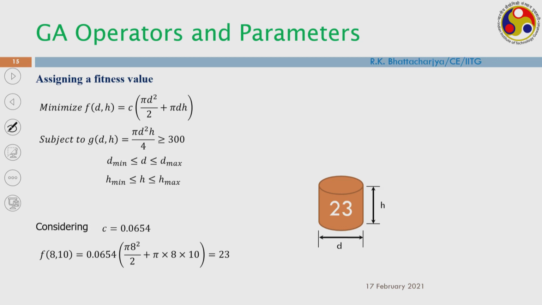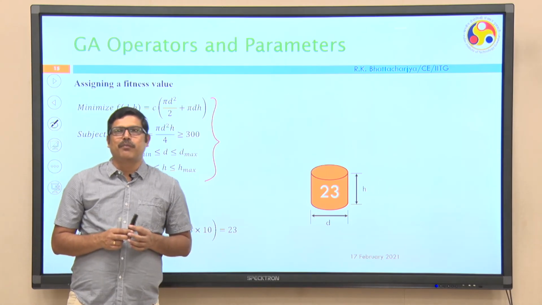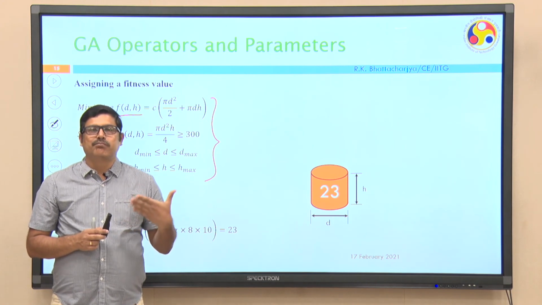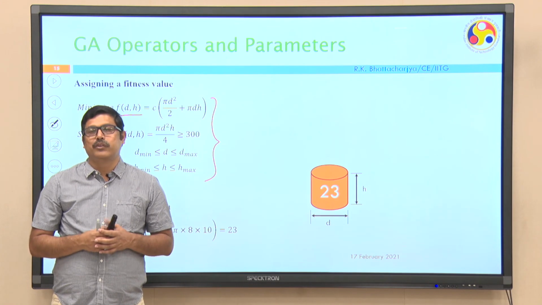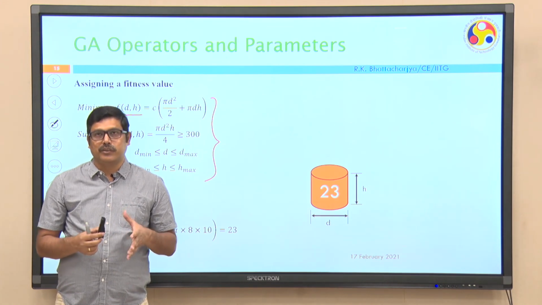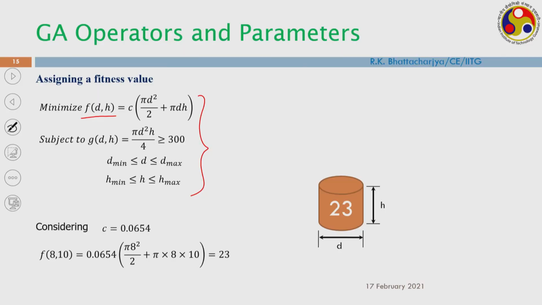I have chosen a simple problem here. This is the objective function: minimize f, which is a function of d and h. Here d is the diameter of this can and h is the height of the can. The objective of this problem is to find the dimensions of the can that will minimize the cost. The cost here is the cost of the material.